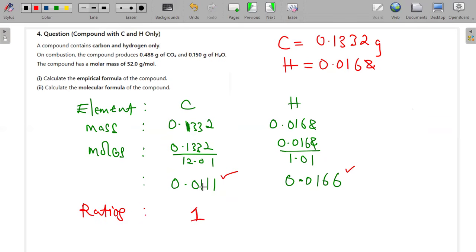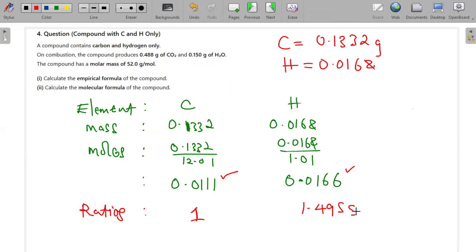So 0.0166 divided by 0.0111. So I get 1.4955. Yeah, that's 5, not 4, 5. So that's what I get.